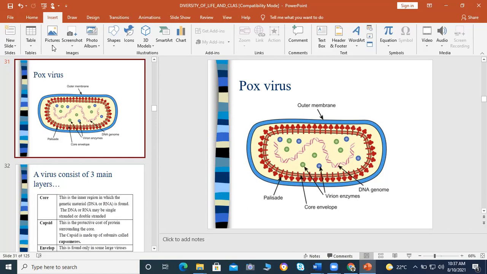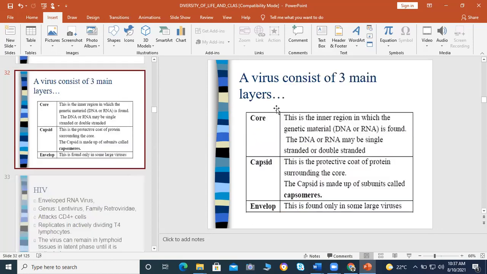Yes. So smallpox also has three layers. You can see the outer membrane. You can see the inner membrane that is brown. That one we also call the capsid. And then you have the genetic material. All viruses have the same. We shall also look at the structure of a coronavirus.